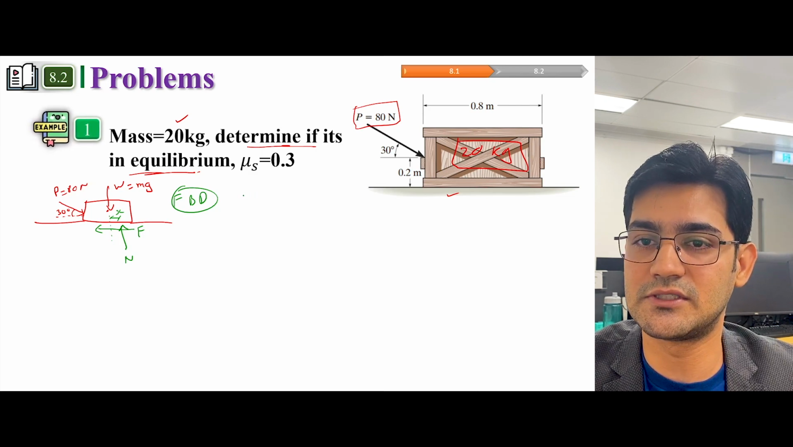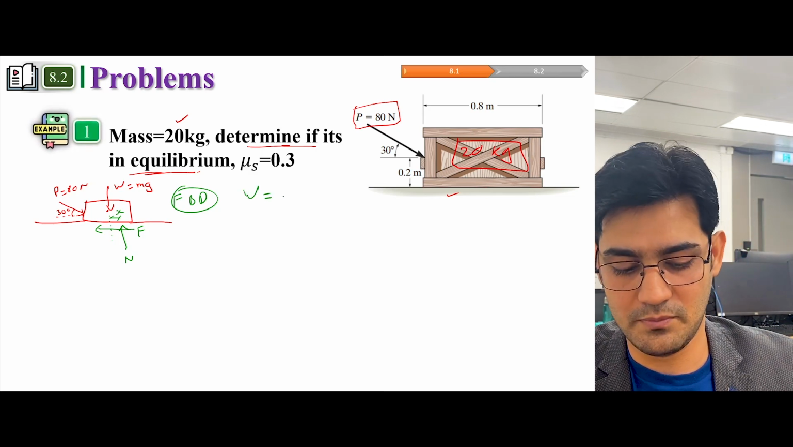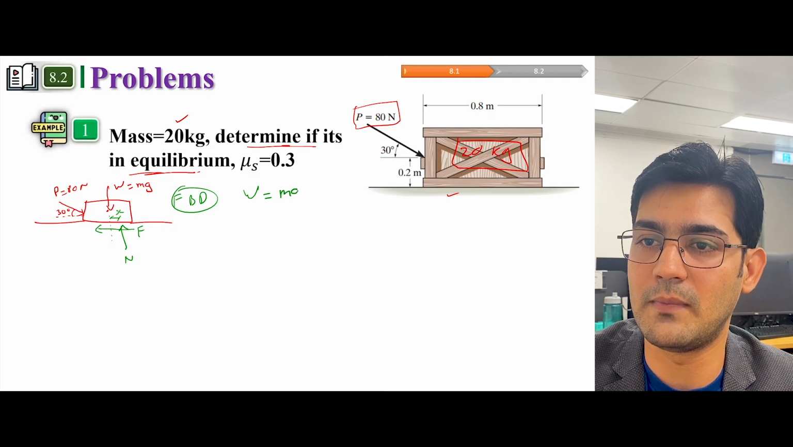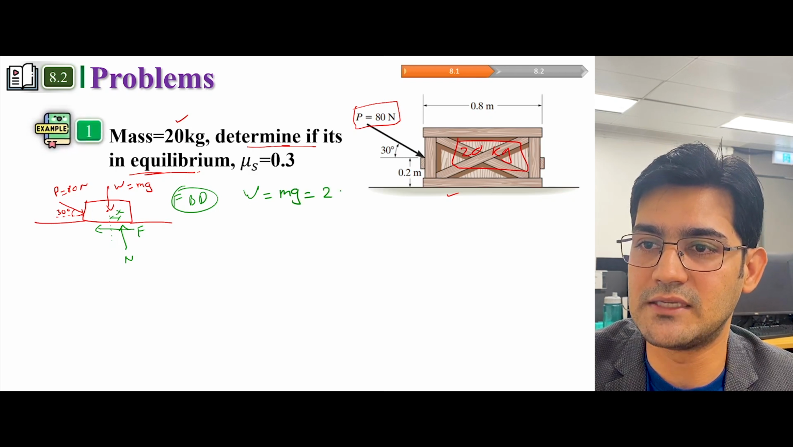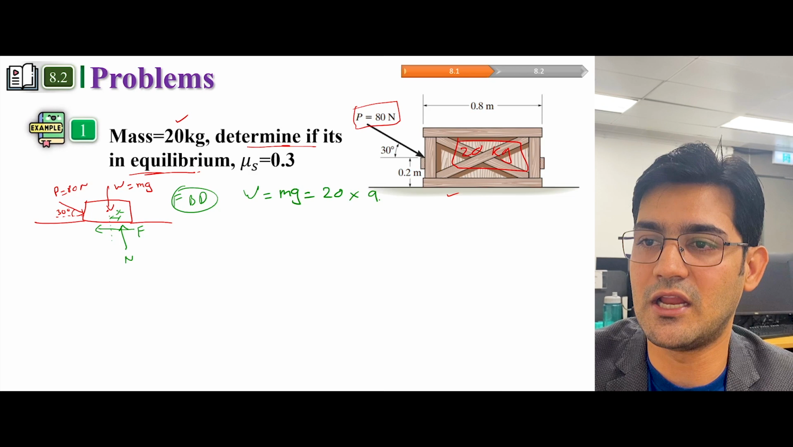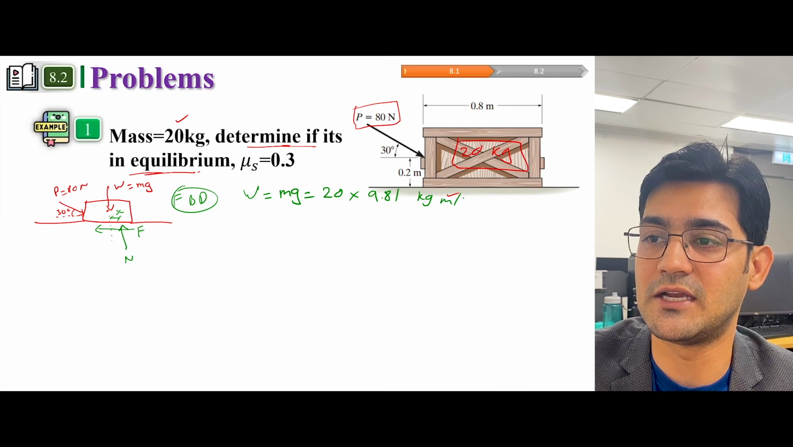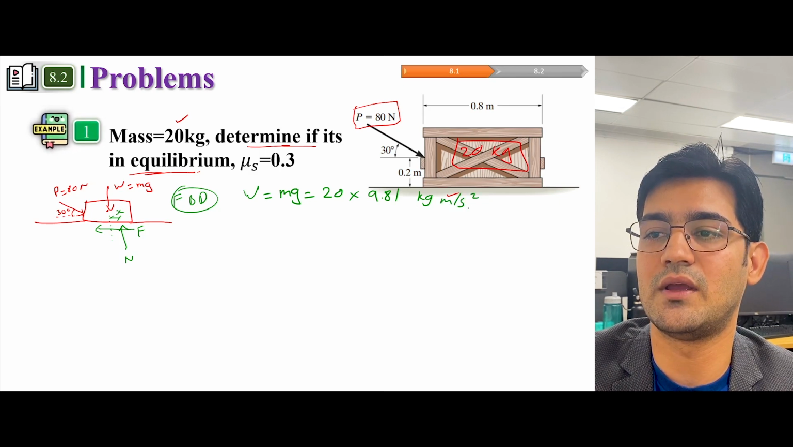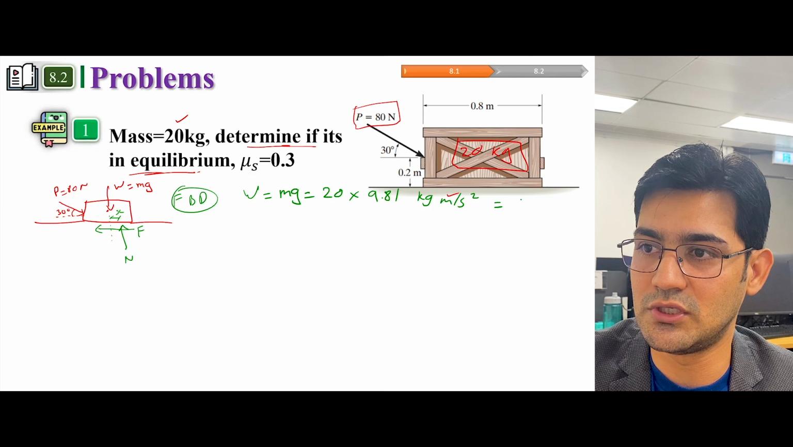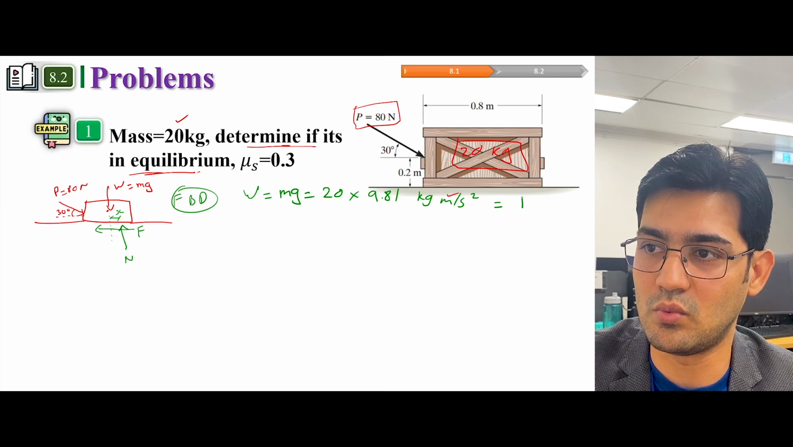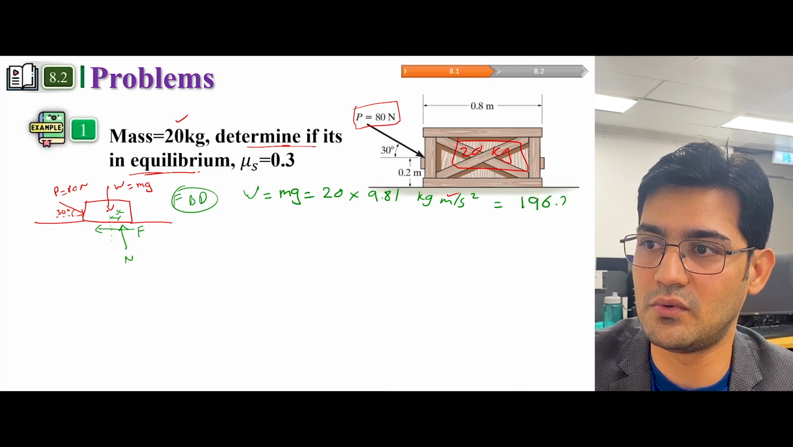So let's first calculate the weight. Weight would be equal to mass times g. What is mass? Mass is 20 kg, and what is g? 9.81. Mass is in kg, and the unit of g is meter per second square. So kg meter per second square is Newton. So you will get weight equal to 196.2 Newton.